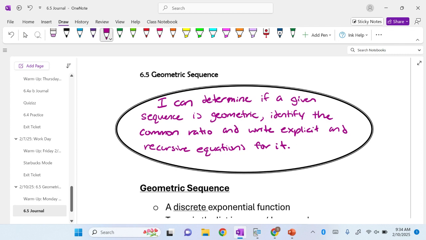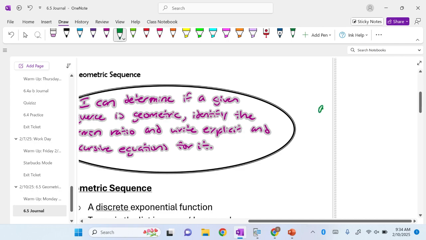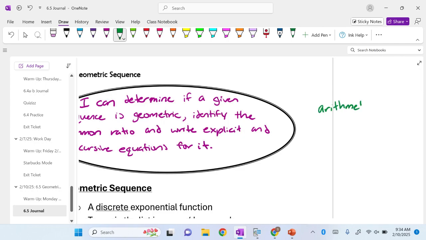Now, explicit and recursive equations may be tingling in the back of your mind, like you've heard it before but don't remember what it is. You used that back with arithmetic sequences. Just to review, you may want to write this off to the side. With arithmetic, you were typically given two types of formulas. You were given the recursive, which was when you had a of 1 equal to k, or some number.